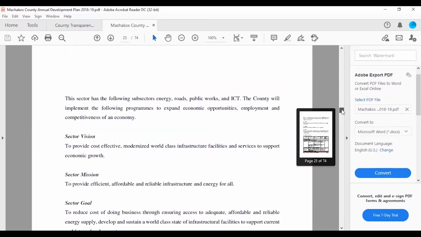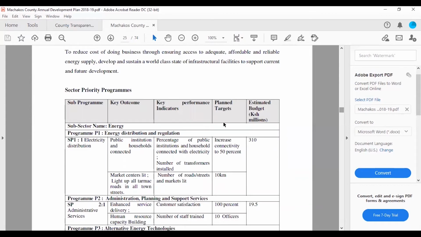You can see that they had said, for example, electricity distribution. So whatever they are saying here is what the members of the public also stated. That is why this document was published. For electricity distribution, the outcome is public institutions and households connected, the percentage of public institutions and households connected with electricity, and they had allocated 310 million towards that, okay?